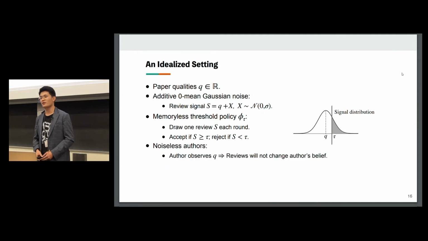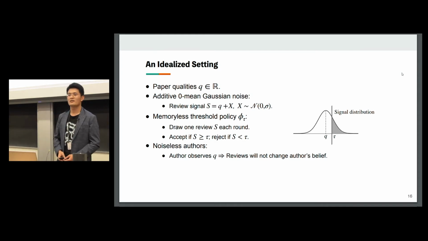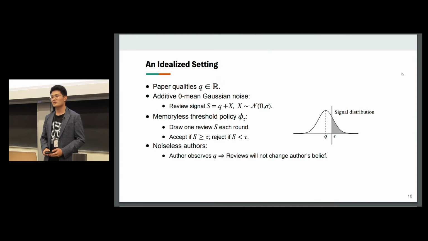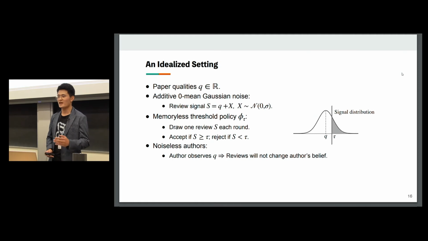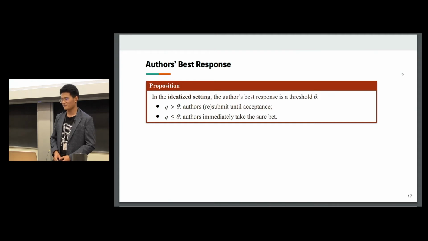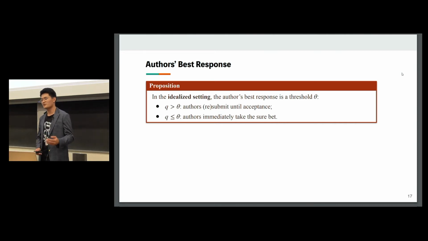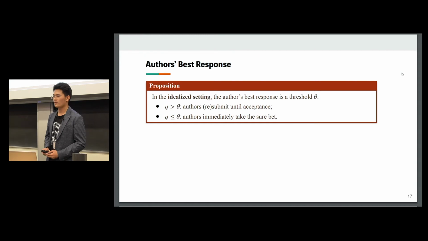We further assume authors are noiseless, which means they can actually see the true quality of their papers. This greatly simplifies the problem as the author's belief will not be changed by the reviews. So no matter how many rounds the paper is rejected, the author will face the same problem every round. This leads to a very clean result: in this idealized setting, the author's best response is actually a threshold one. So the author will submit and keep resubmitting the paper until it gets accepted if they think the quality Q is higher than the threshold theta. On the other hand, if Q is smaller than theta, the author just immediately takes the sure bet.